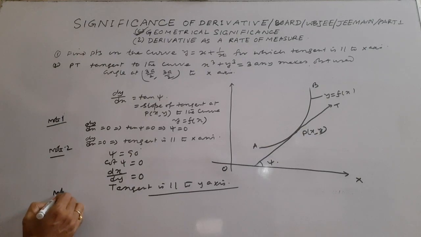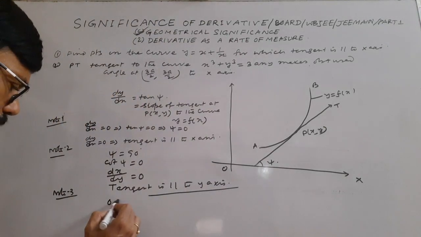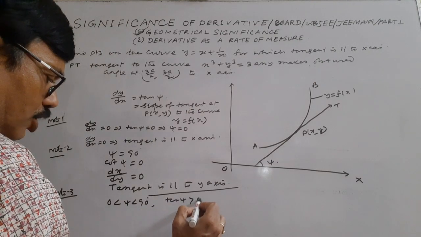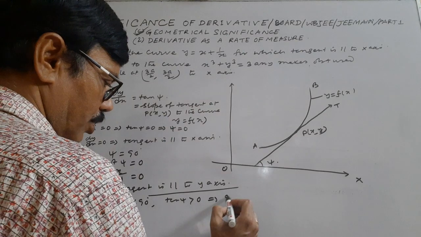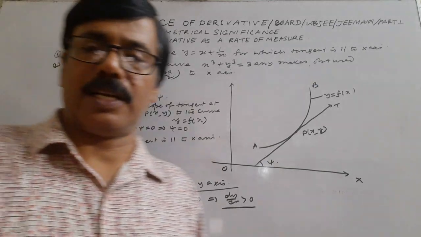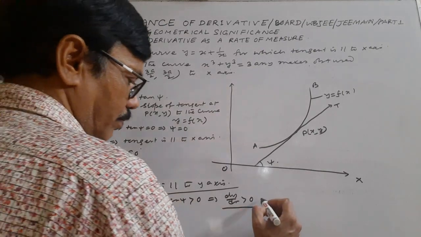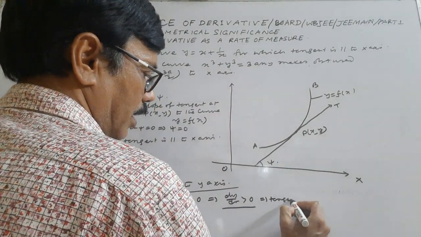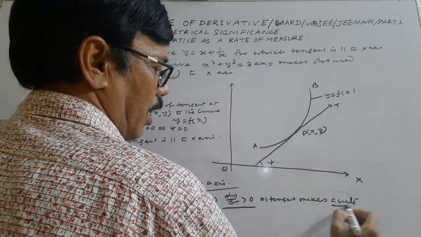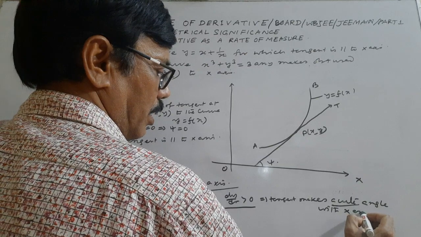Note 3. If 0 is less than psi less than 90, then tan psi is greater than 0 in the first quadrant, which implies dy by dx is greater than 0. So dy by dx greater than 0 means the tangent makes an acute angle with the positive x-axis.